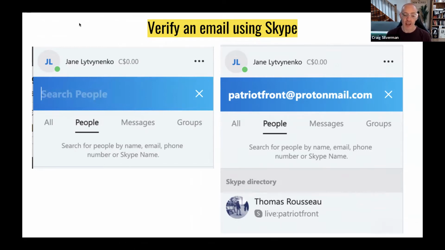And the thing that is so wonderful about this example from Jane is Patriot Front at protonmail.com was the email address of a dangerous far-right white nationalist group in the United States. This was like their public email address for recruiting and other things like that. And when Jane put that into the search in her Skype app, it brought up the name of this guy, Thomas Rousseau, and a photo of him confirming that he is affiliated with Patriot Front. So sometimes that's really wonderful.